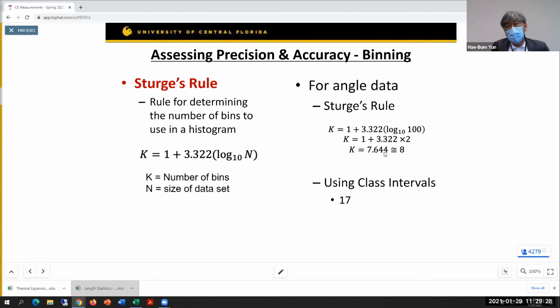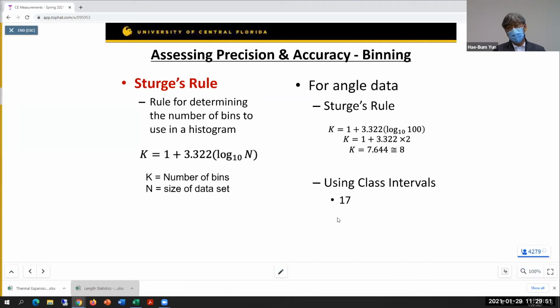That means, according to the Sturges rule, you want to have 7.644 bins. But this is a number of bins, so you want to have a whole number. So you want to round up. So you want to have about 8 bins, right?